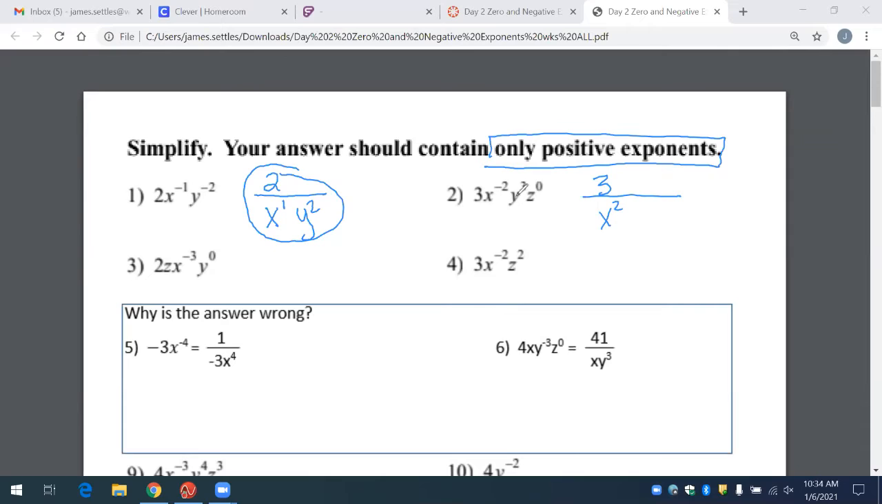All right, y to the 3rd power. That's positive. Is that okay? Yeah, positive exponents are okay. So it's just going to stay where it's at. Right now it's on top. It's going to stay on top.